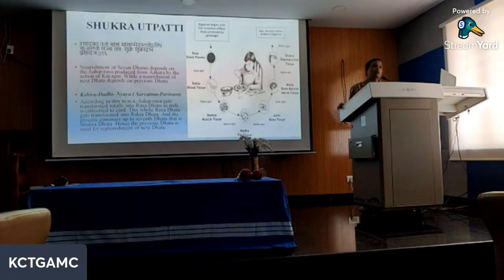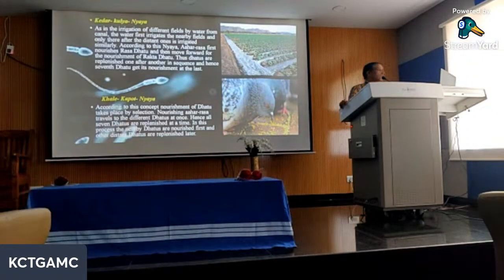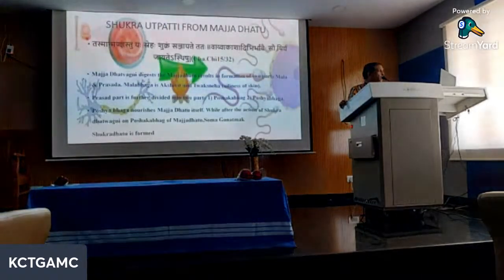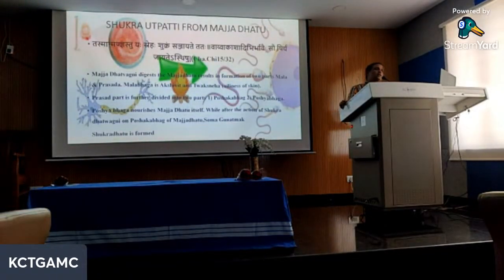In Khale Kapota Nyaya, when you give Vajikarana drug, directly Parinama Apadyamana Adhya Rasa Dhatu will jump to Shukra Dhatu. This is a shortcut method, a bypass method. This is also possible. All three Nyayas can be taken into consideration for Shukra Utpatti: one is Kedari Kulya Nyaya, second is Khale Kapota Nyaya, and the third is Kshira Dadhi Nyaya. We can understand that all three theories can be adopted for Shukra Utpatti. From Majja Dhatu, Acharya Charaka in Grahani Adhyaya said, Tasmat Majjastu Yasneha Shukram Sanjayate Tataha, Vayu Akash Dibir Bhavaihi Saushiryam Jayate Asthishu.